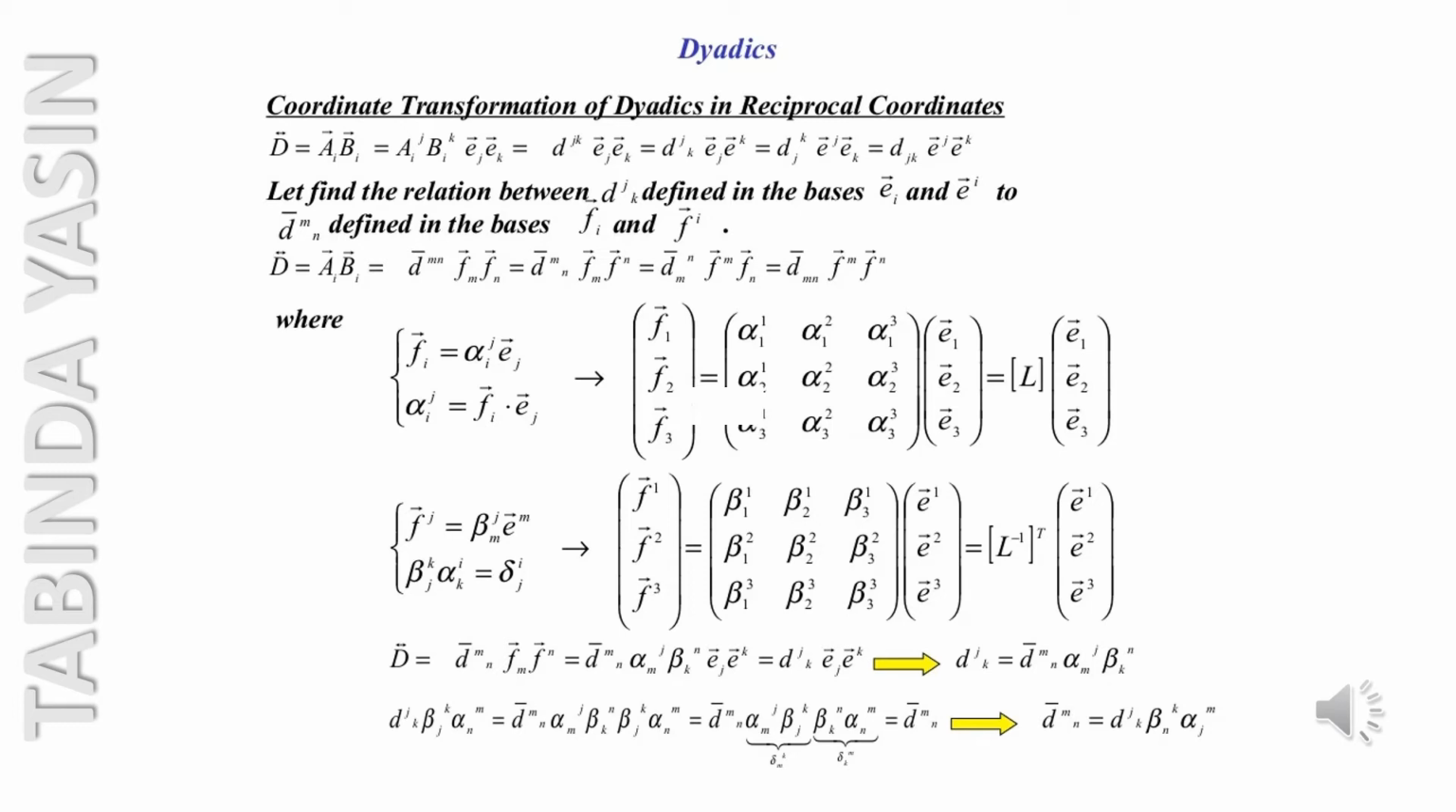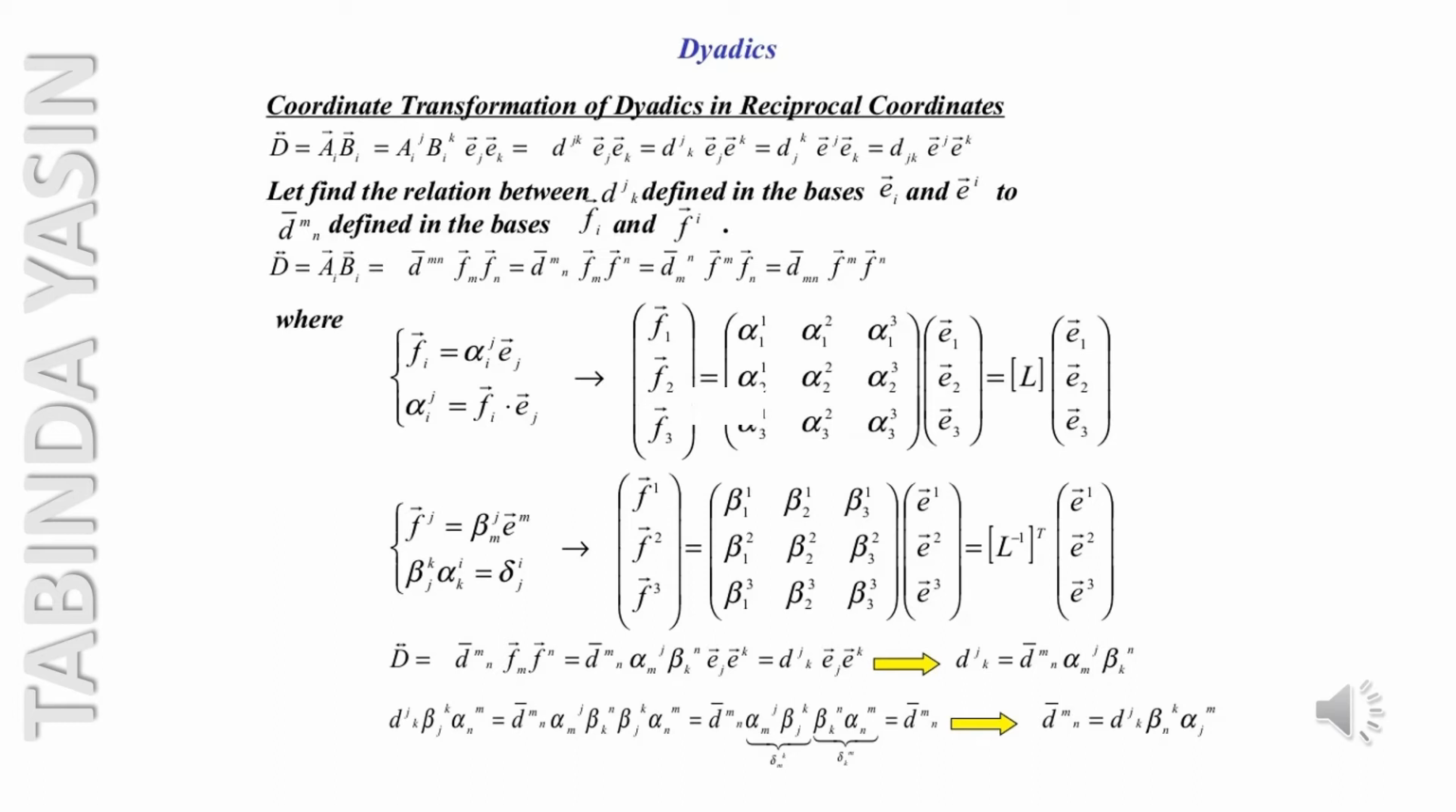Now we are going to start the coordinate transformation of dyadics in reciprocal coordinates. Dyadic D is equal to A_i B^i, that is equal to its components, d_jk e^j e^k, that is equal to d_jk e_j e_k. Let's find the relation between d_jk defined in the basis of e_i and e^i, and d_mn defined in the basis of f_i and f^i.